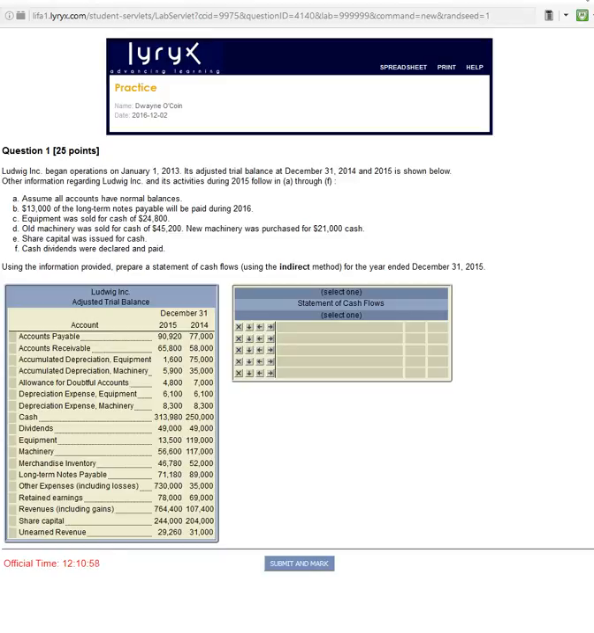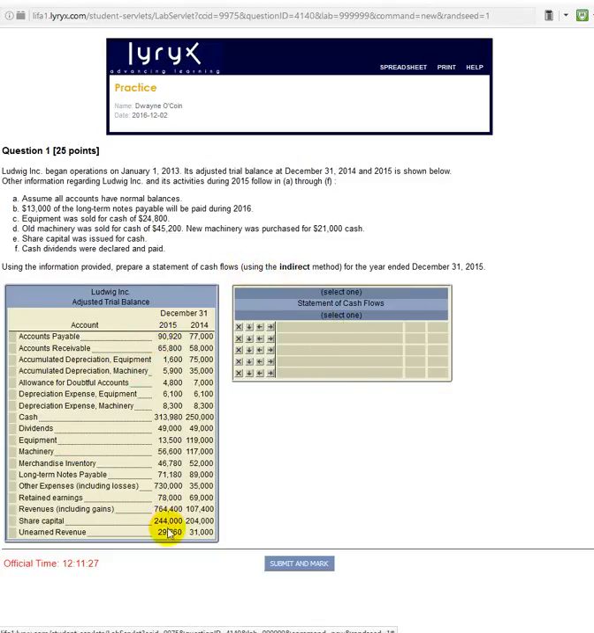Welcome. This is Lab 11.3. The bonus question only shows 25 points, but there's a lot of work involved, so I'm giving you essentially double the points for this one. So it has double the weight of the other questions in this chapter's lab. Here we are producing a statement of cash flows from an adjusted trial balance.